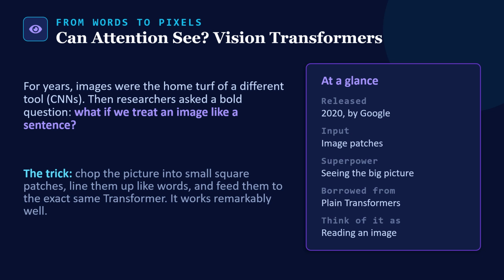Here is where it gets fun. For years, images were handled by a different kind of model. Then researchers asked a bold question: what if we treat a picture like a sentence? The trick is to chop the image into small square patches, line those patches up in a row like words, and feed them to the very same transformer. No special image machinery, just patches as words, and surprisingly it works really well. This is called a vision transformer.